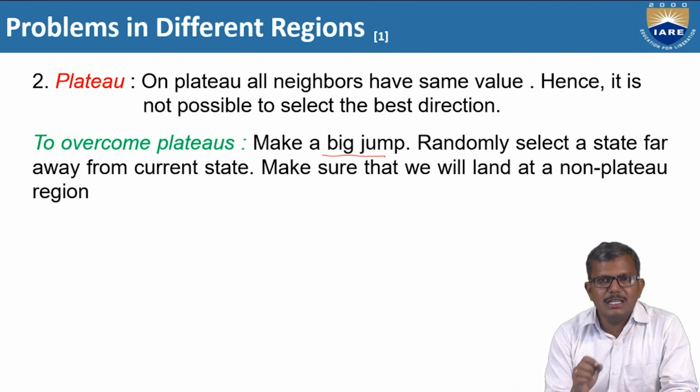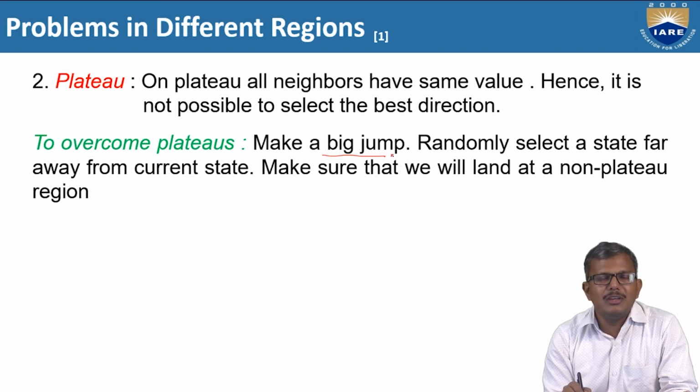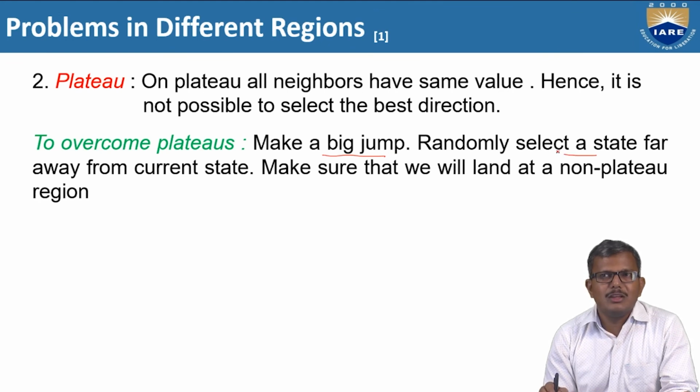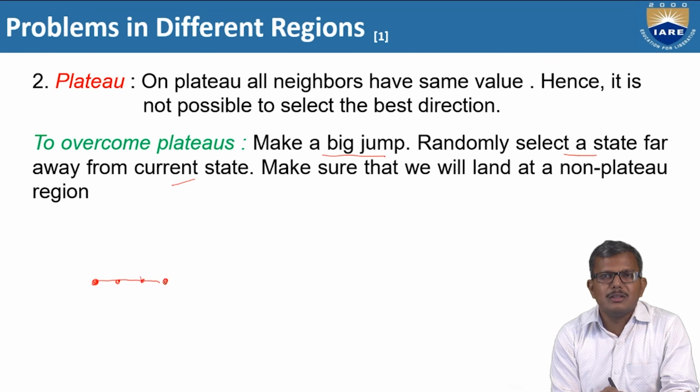So when the plateau case is there, you need to make a very big jump. For that, you randomly select a state which is far away from the current state. For example, your current position is here, and there are some other points in between. Generally we try to move from this point to this point to this, and this point to this. But in this case we are not doing that. Whenever our algorithm is facing this plateau, you jump directly from this point to this point.